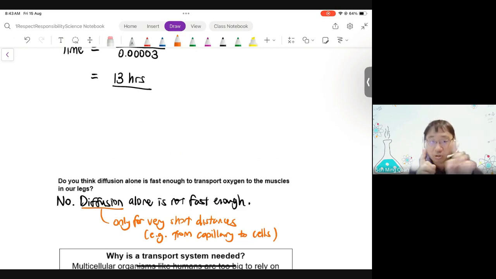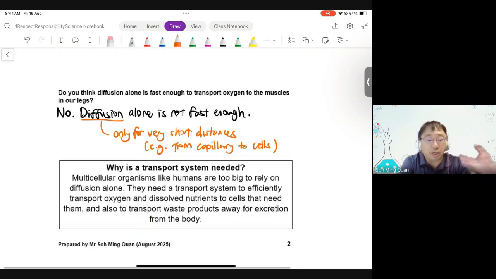That distance between the capillary and the cell is so short that usually the mechanism for movement of the particles is diffusion. But if you are transporting from organ to organ, like from the lung to the legs, clearly diffusion alone wouldn't be sufficient. So this is why we need a transport system. This is because humans are multicellular organisms. We are made of more than one cell. We have many, many cells.